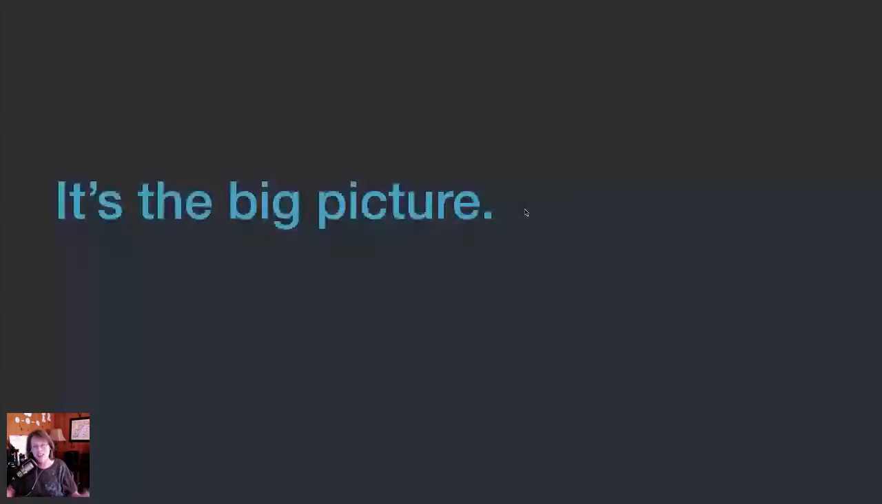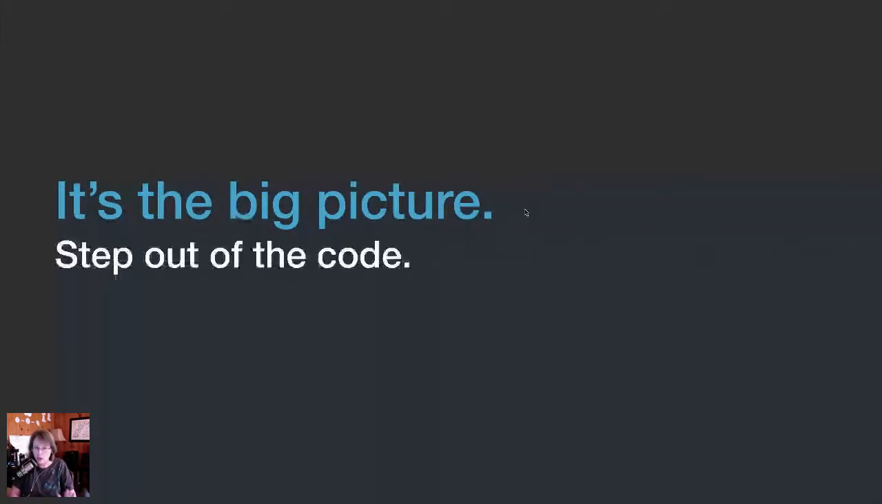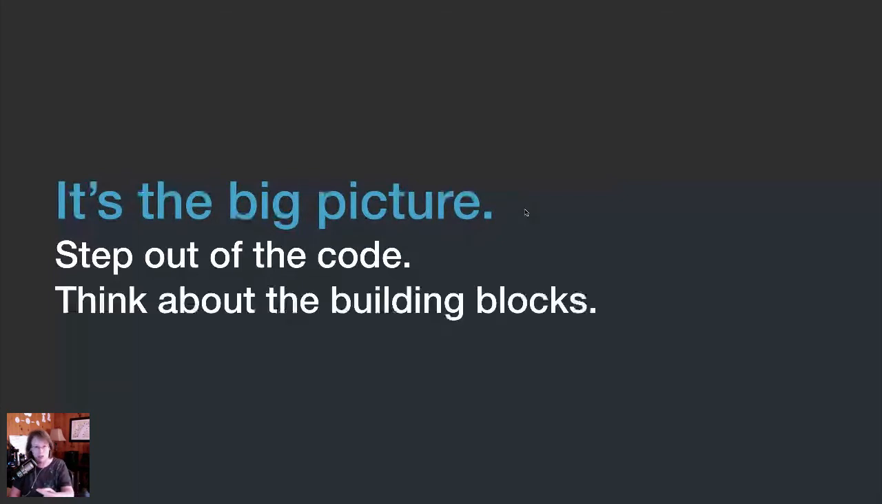And that's why Zach said he put me at the end here of this conference, is because it ties everything together. For us to see the big picture, I have to challenge you to step out of the code and look at it from this 30,000-foot view of, wait a minute, I need to see all the pieces, which means I need to think in building blocks. I need to understand the problems we're trying to solve.